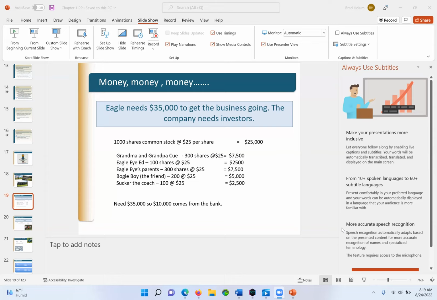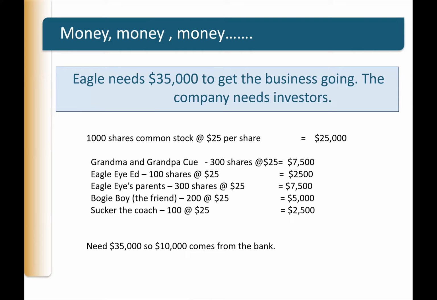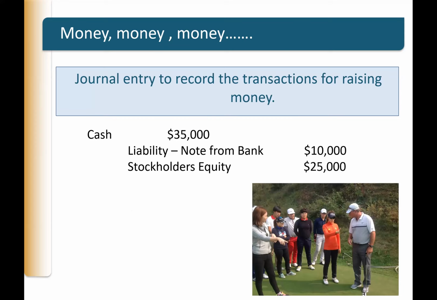So getting back to this, can you all see my screen? Yes. Okay, thank you. So Grandma and Grandpa Q invest $7,500 into the company. Eagle Eye invests $2,500. Eagle Eye's parents are investing $7,500. Bogey Boy, $5,000. And Secker the Coach, $2,500. So they have raised $25,000 that they're issuing stock for, but they need $35,000. So they will borrow $10,000 from the bank.